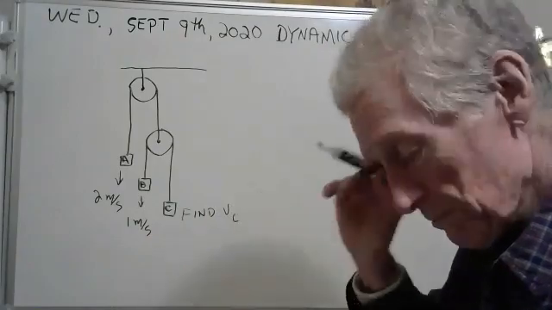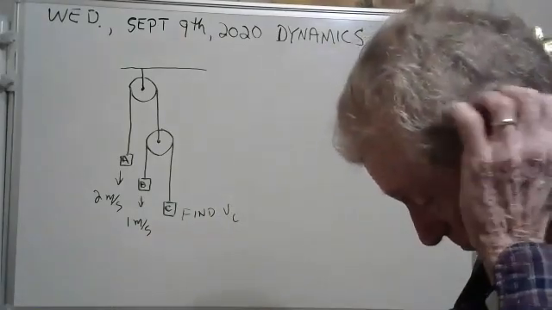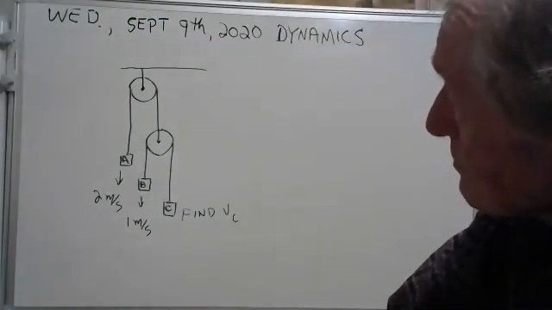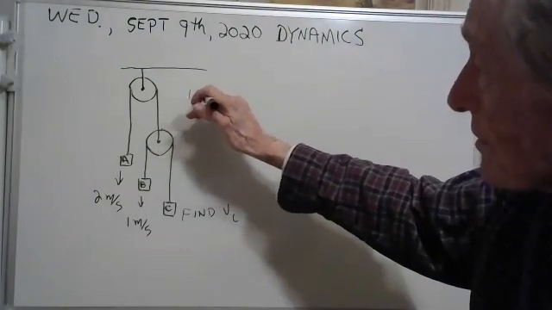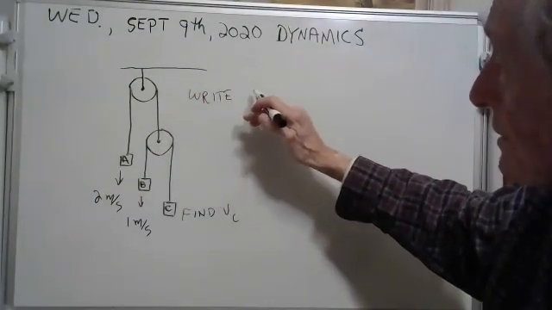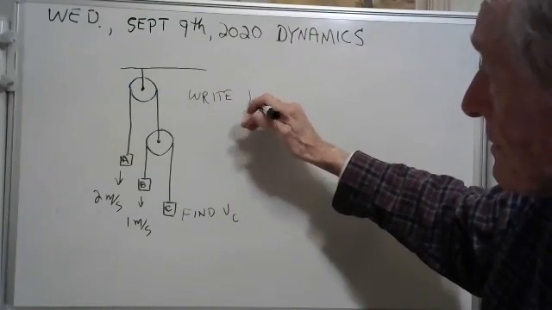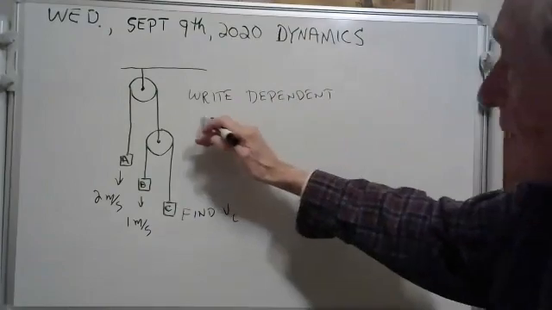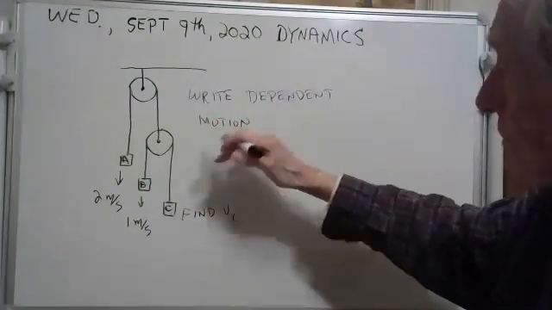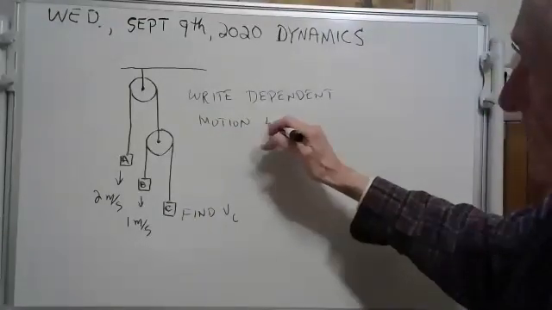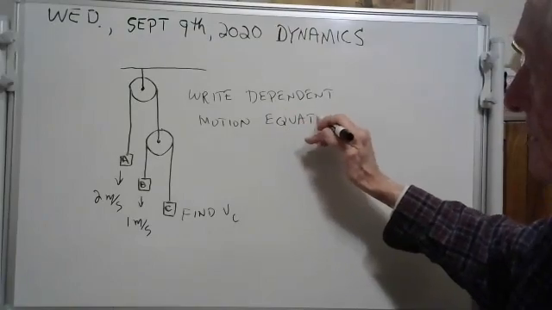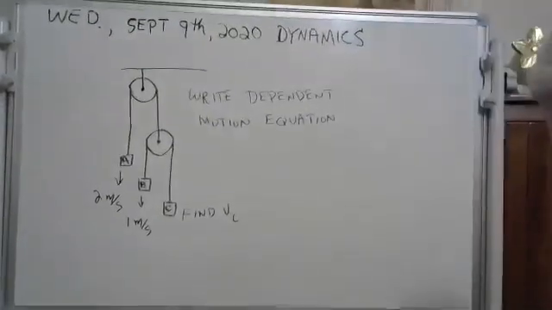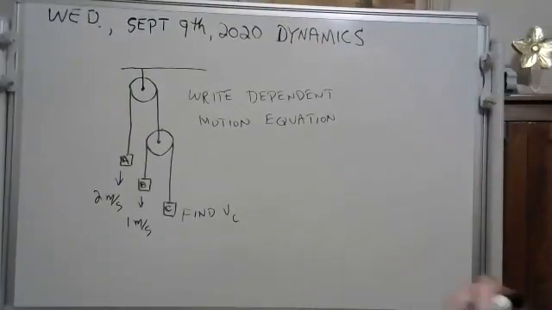the velocity of C. Now, we've studied pulleys, and your first thing you need to do is to write the dependent motion equation. So I'm going to be quiet for a tiny bit, and I want you to write the dependent motion equation. And then we'll find the answer, and we'll find what the velocity of C is. Okay, well, I'm giving you something to do. Do that for me. I'll give you a minute or two. Go for it. See if you can write that.